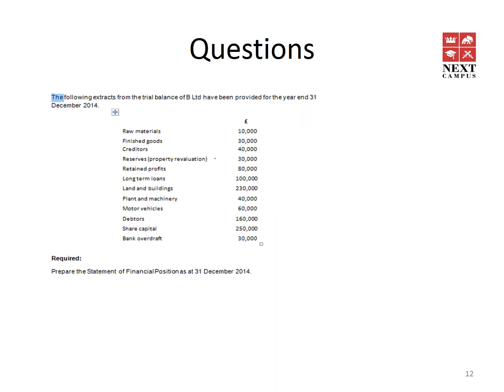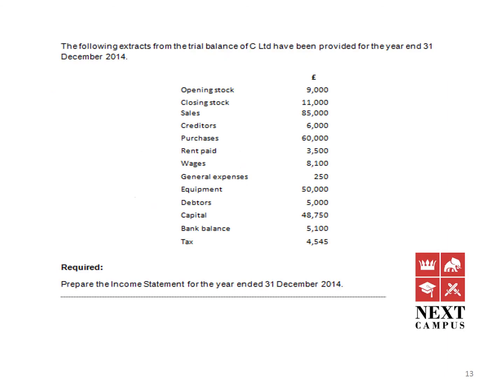Another question. The following extract from the trial balance of B Limited have been provided. Prepare a statement of financial position from this. So I need the asset side on top, then equity plus liabilities on the second. So from this, prepare the statement of financial position. From this, I need you to prepare an income statement. So with this particular lesson is over. I need all of you to prepare your answers for these questions and submit me for marking.